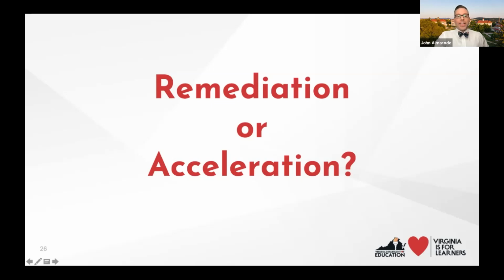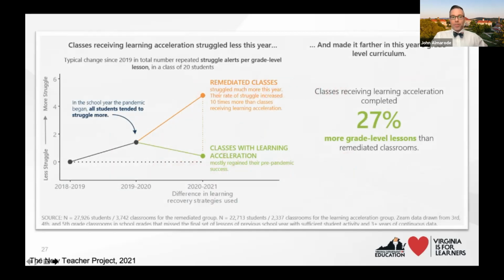And so what do we see from the data? The data is quite phenomenal. When you look at students receiving learning acceleration and then how they move forward, classes with acceleration regained their pre-pandemic success. Now that's awesome. Remediated classes struggled even more the very next year. And so when we think of interventions, we're not thinking about remediation. We're thinking about interventions that accelerate learning and amplify learning. That's the real message here.